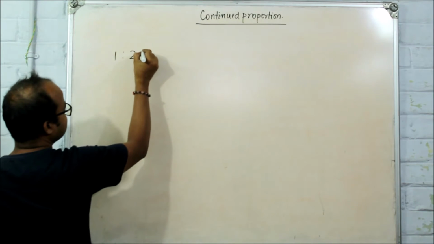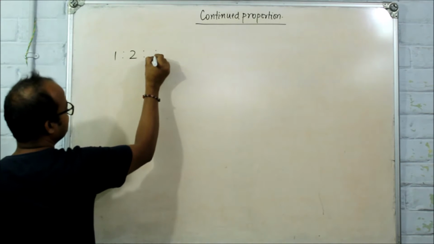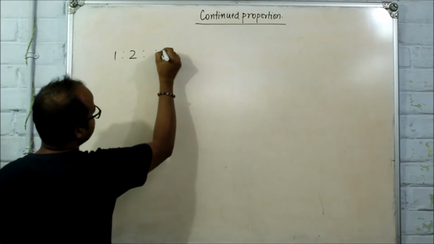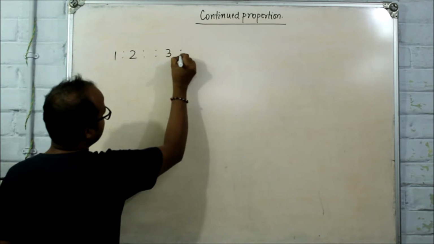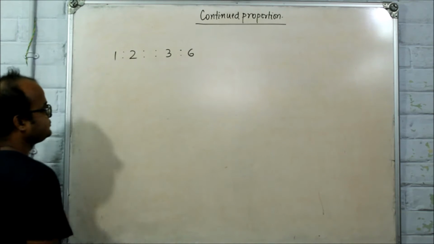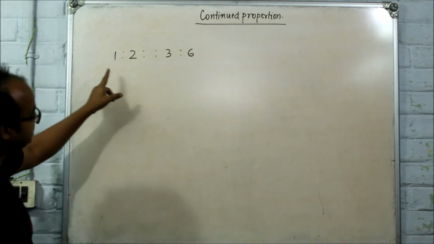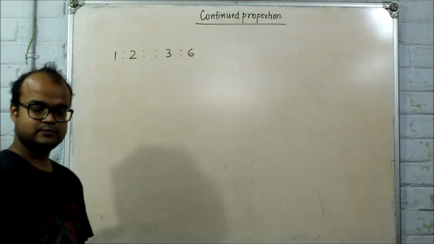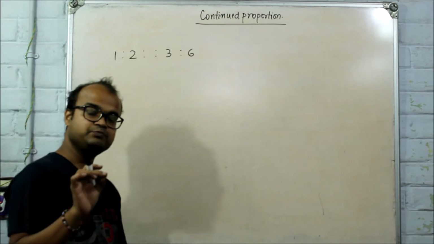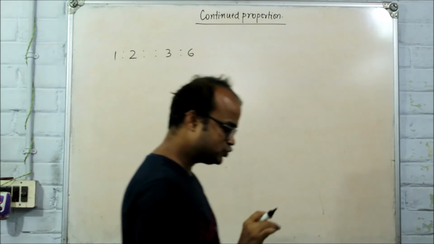1:2 proportional to 3:6. Now they are in proportion. How can you check this, whether these are in proportion or not?